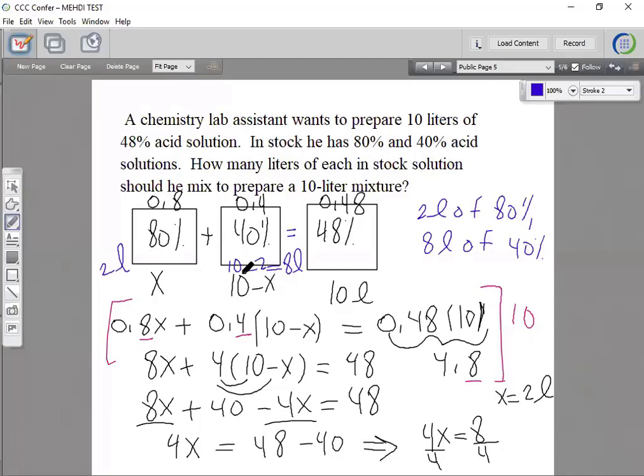That means the X that you assume for the 40% strength is the one that you find first. And then you would find the other one to be 2 liters. So at the end, it doesn't matter which one you call X, which one you call 10 minus X, you should come up with the same results. You would get 2 liters of 80% strength has to be added to 8 liters of 40% strength in order to get 10 liters of 48% strength.